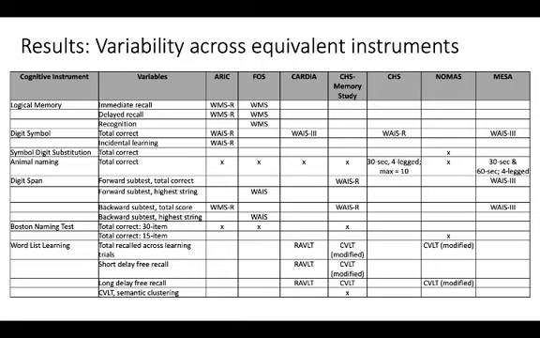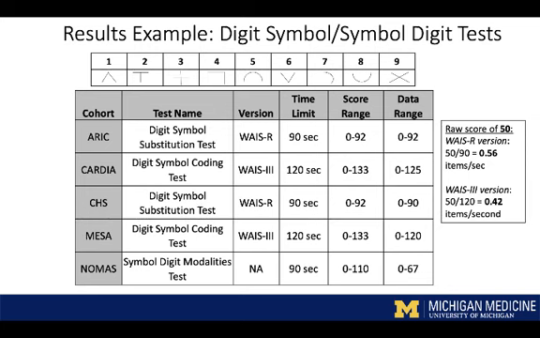We saw differences in the summary scores that were provided. And again, I'll go through an example of that in a moment. We also saw differences in test adaptation. So for example, 2 cohorts gave the California Verbal Learning Test, and each of them gave an adapted version of that test for their specific study needs. And that really became clear when we were able to look at the unpublished documentation.